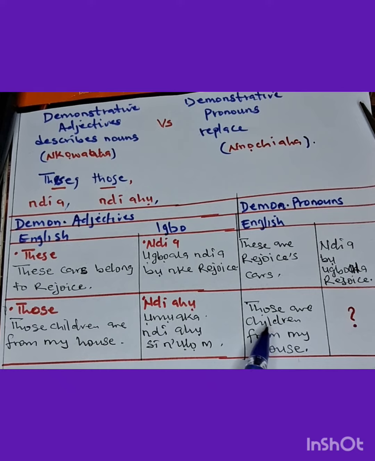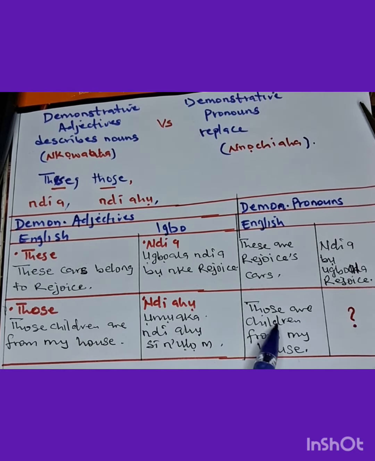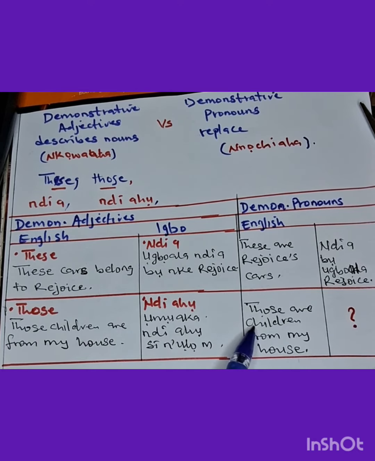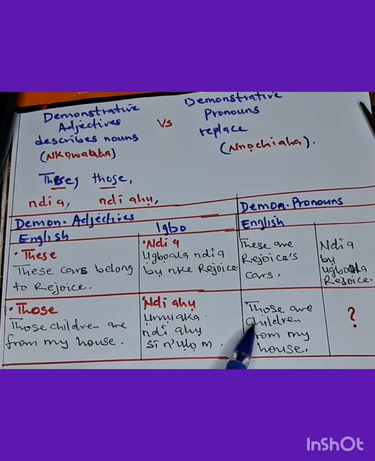Under pronoun, you have them as those are children from my house. Look at those on top. Look at children under it. They are not together. Now change them in Igbo.